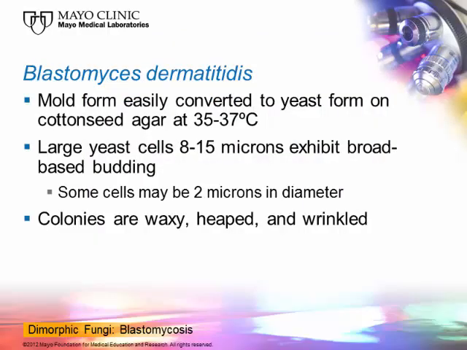Blastomyces dermatitidis in the past has been converted to its yeast form on a medium called cottonseed agar that was incubated at 35 to 37 degrees centigrade. What happens is the mold form actually begins to enlarge, the hyphae begin to enlarge, and in time form these large budding yeast cells that are 8 to 15 microns in size that have those broad bases on them. And some of the cells we mentioned earlier may be 2 microns in size. But with the yeast colonies we saw a while ago, it's heaped up and wrinkled and waxy in appearance.